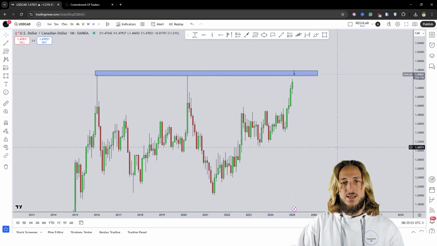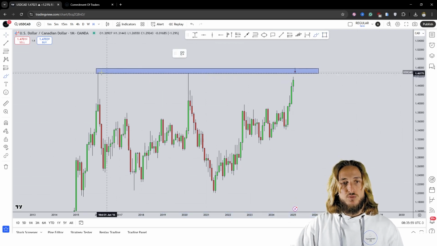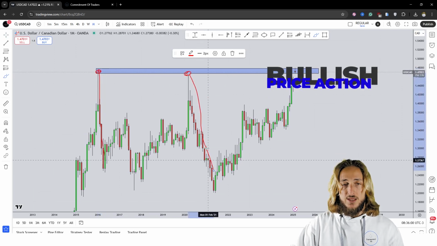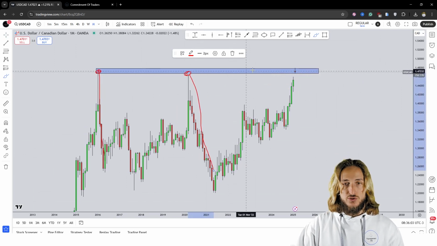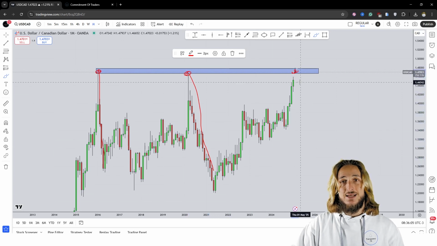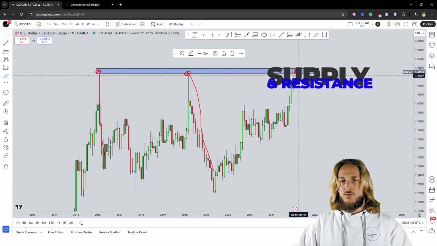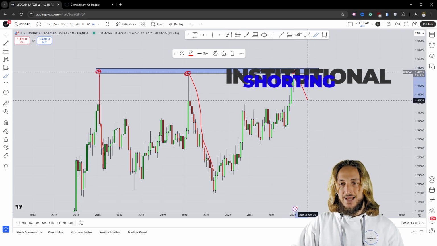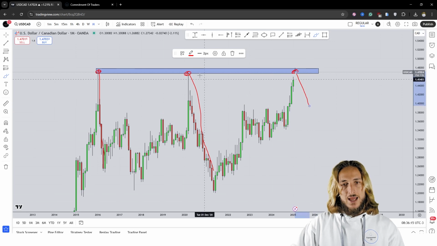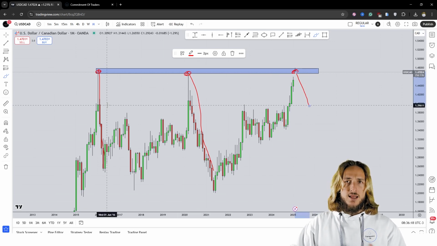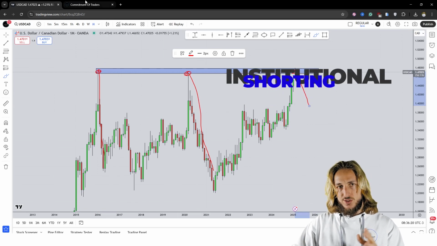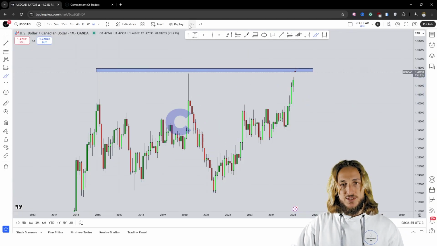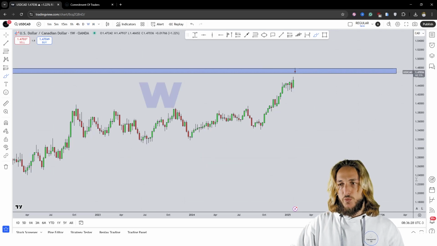Now, why is this area so important? Because it is exactly the supply zone from which all these previous rejections to the downside were created. These are two major rejections to the downside, and at the moment the market is testing the exact same supply and resistance zone from which there is a good probability of seeing more institutional shorting of USDCAD, at that point potentially pushing the price lower, as already happened in the past. And we will be speaking about institutional shorting in just a few moments when we move to the commitment of traders analysis. For now, let's keep all of this in mind and drop down on the weekly time frame.